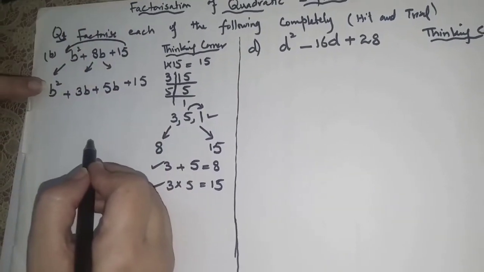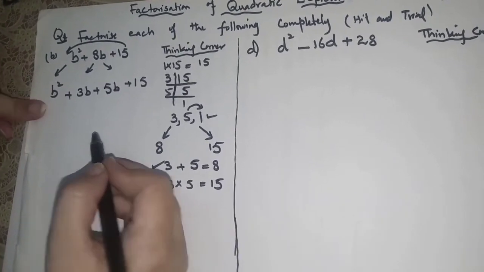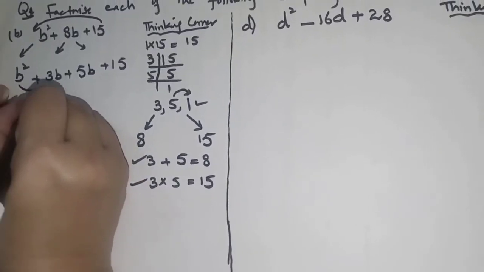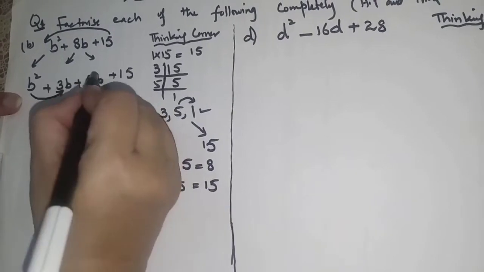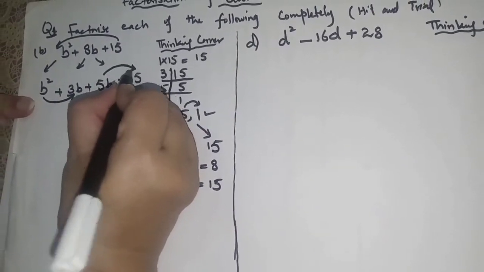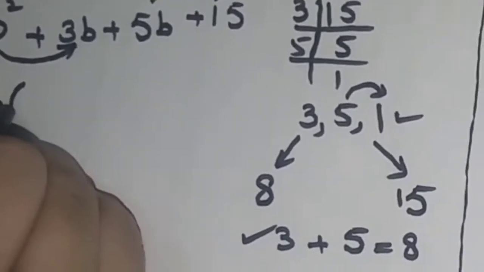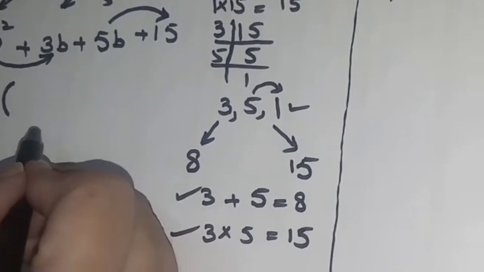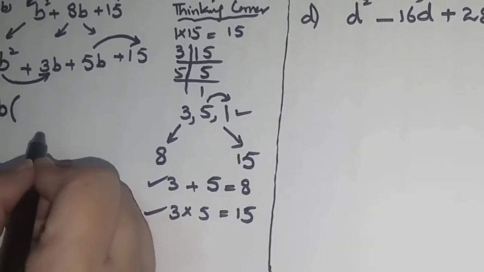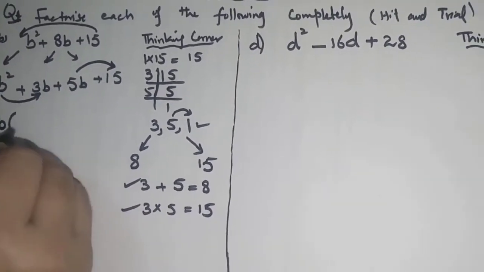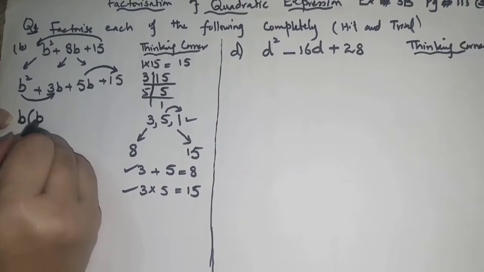Now my expression has been divided into 4 terms. I have to make groups having some number or some letter as a common factor. If I'm looking at the first group, I can see that b is common. I'll pull it out, extract it, and write the bracket. Then when I take b out from b square, at first place I will be left with b.